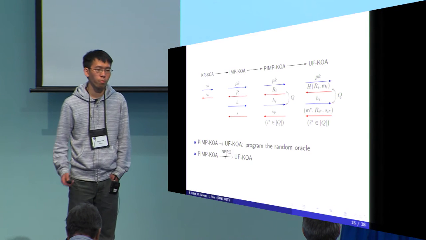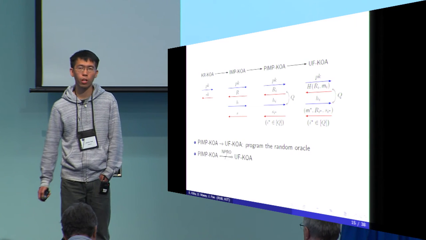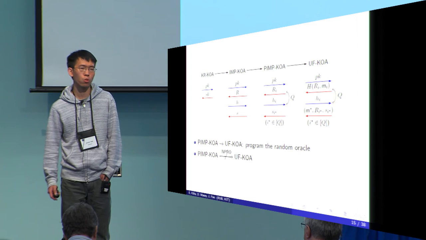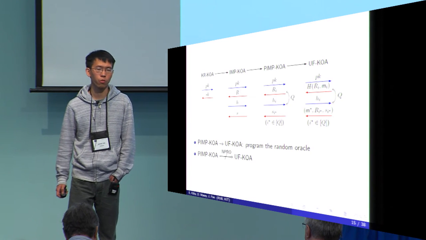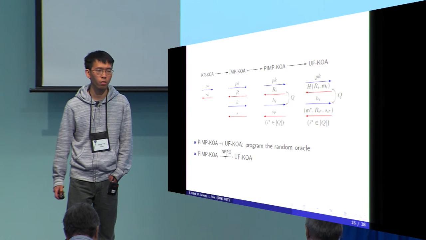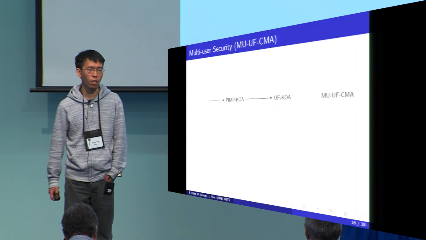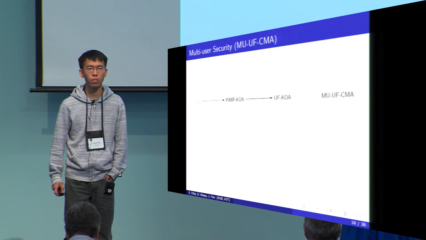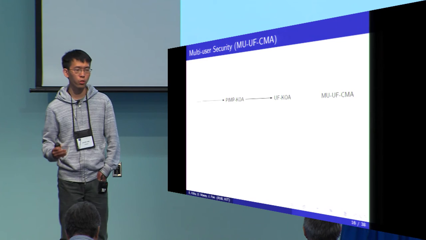You just need to program the random oracle, then you get the UF-KOA security. So here we also show that you need the programmability for the random oracle for this reduction. Okay. And that's basically the overview for the single user setting. And now I'm going to move on to the multi-user setting.